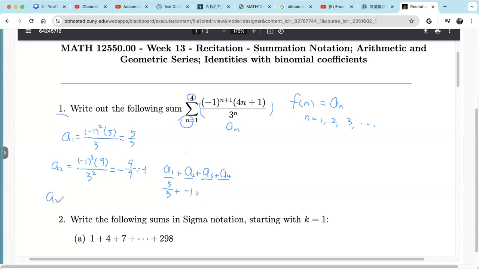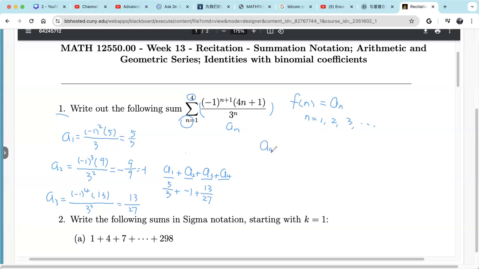Then A3. (-1) raised to 3 plus 1, which is 4, is positive, since a negative one raised to an even number becomes positive. 3 times 4 is 12, 12 plus 1 is 13, all divided by 3 cubed. So the numerator is 1 times 13, which is 13, and 3 cubed is 27. So the third term is 13 over 27.